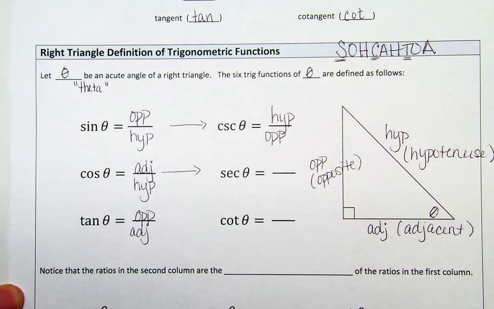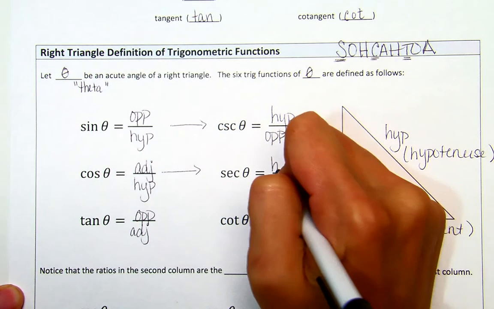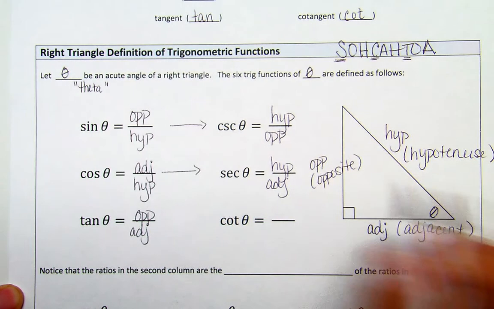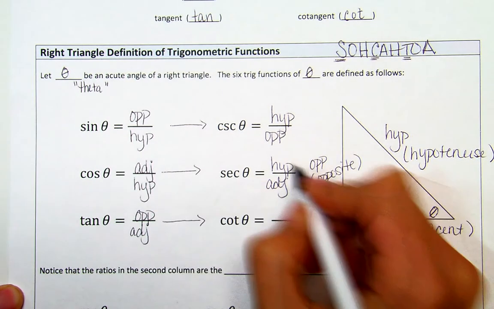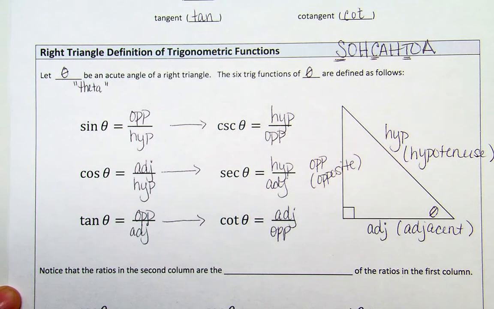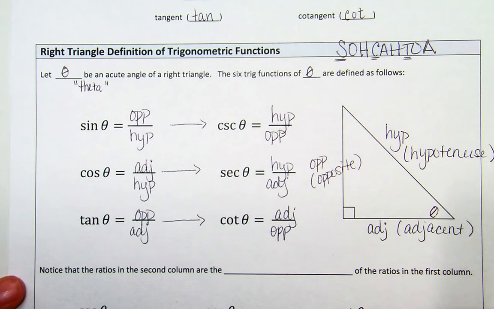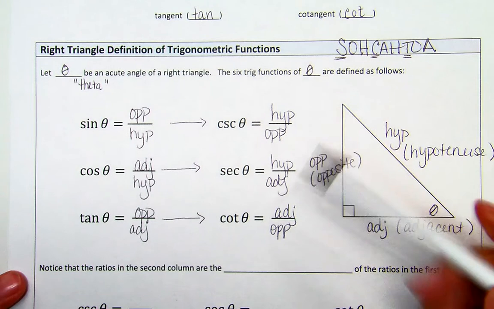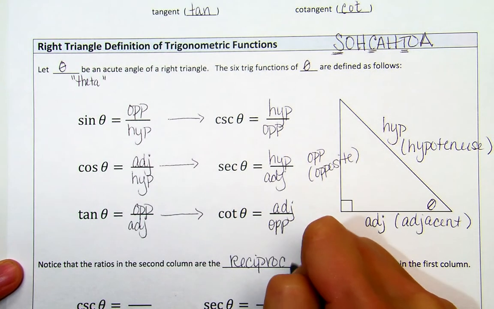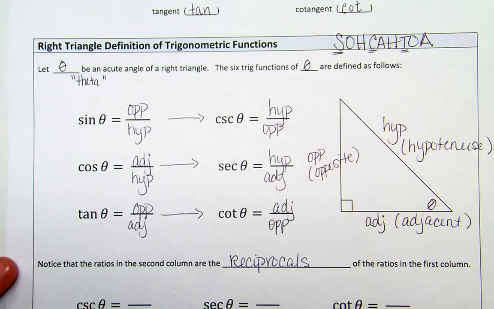Secant is related to cosine. If you flip those two around, it's hypotenuse over your adjacent side. And of course, tangent is related to your cotangent if you flip these two around, and you get these guys. So your ratio of the second column is the reciprocals of the ratio in the first column.